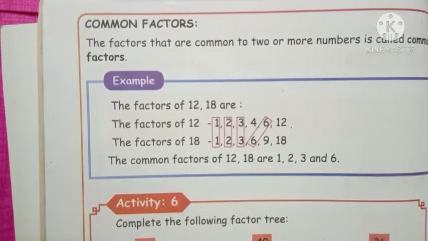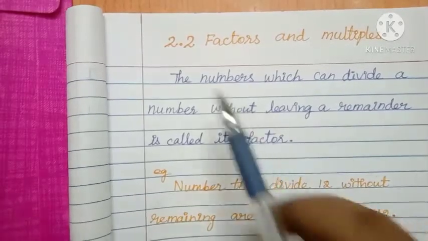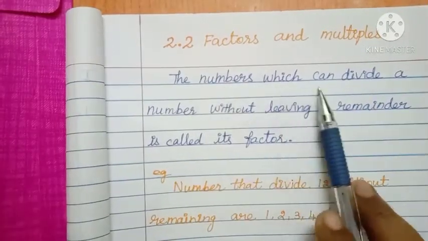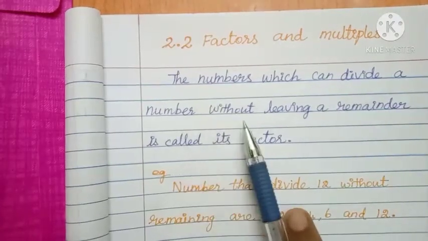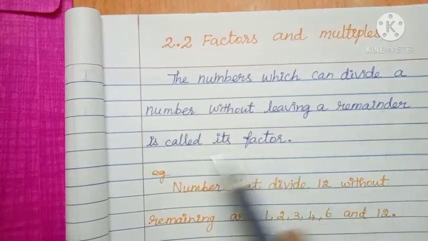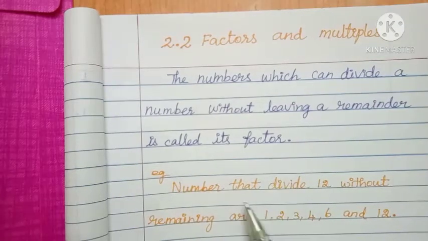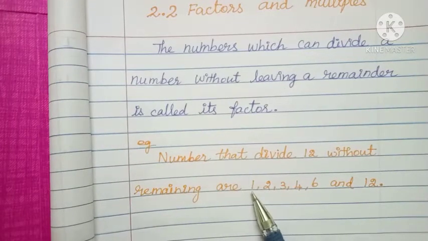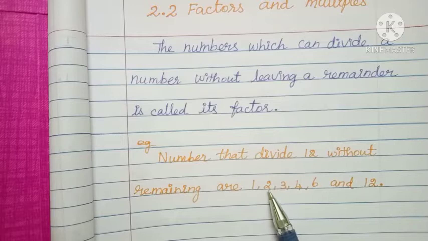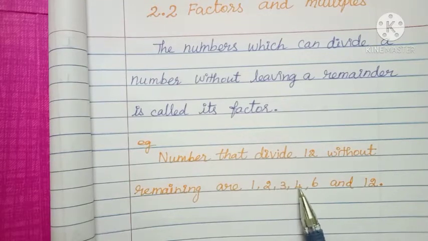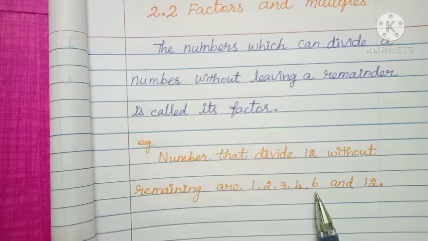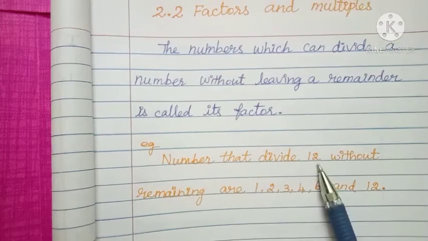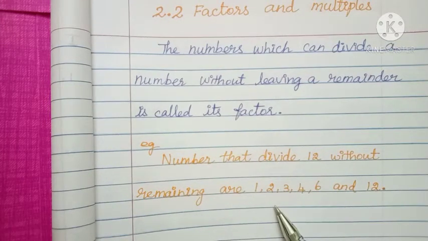Okay, ready children? Take your classwork. Write the definition. 2.2 Factors and multiples. The number which can divide a number without leaving a remainder is called its factor. Here we take the example number 12. 1 twelve is 12, 2 sixes are 12, 3 fours are 12, 4 threes are 12, 6 twos are 12, 12 ones are 12. So these are the possible factors of the number 12. Okay children?